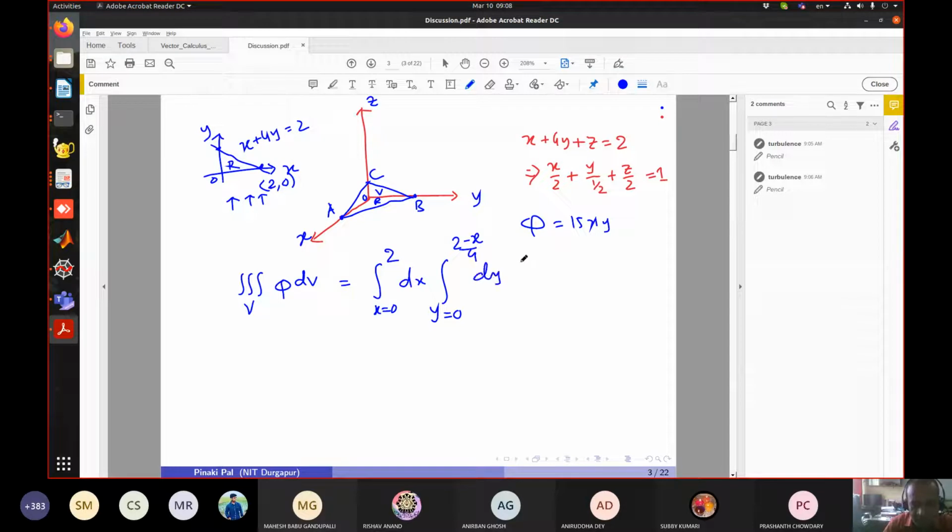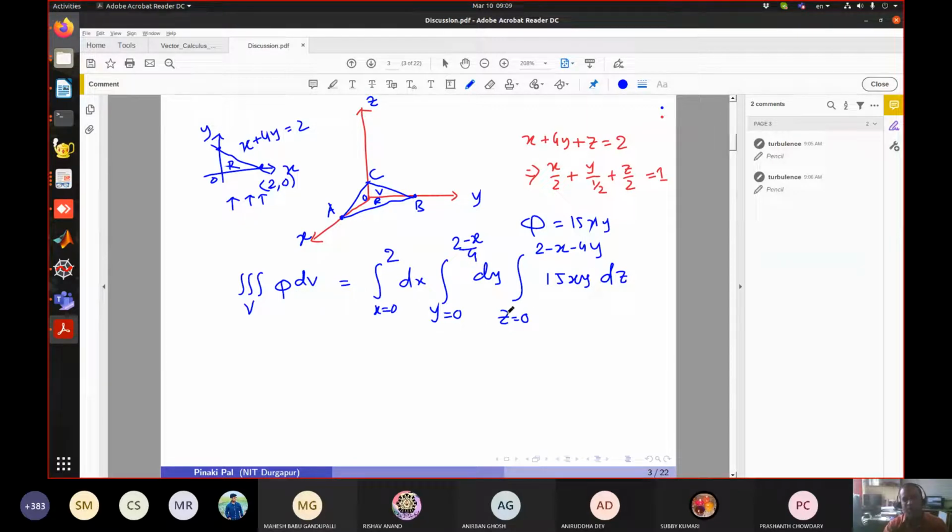This is the y integration, and then for each point on this region R, how will Z vary? Z will vary from 0 to this plane, 2 minus x minus 4y. Yes, very good. 2 minus x minus 4y, and phi, that is phi is equal to 15xy dz.